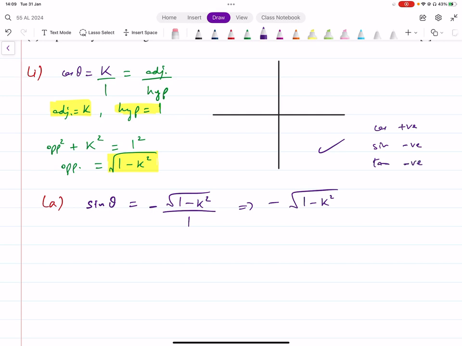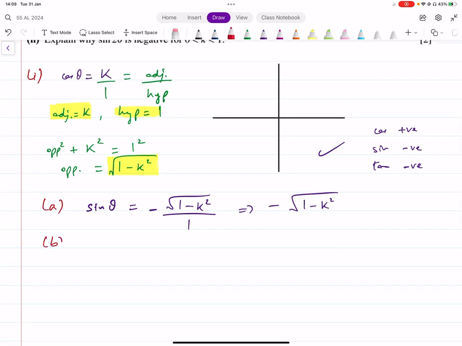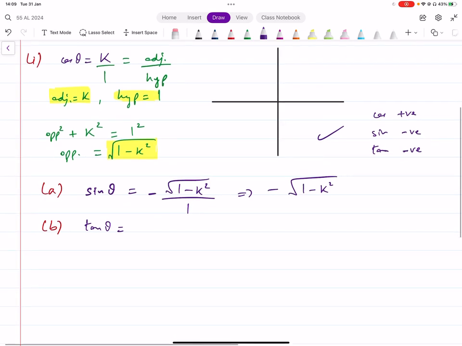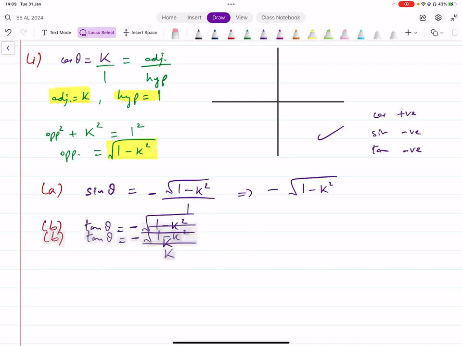ठीक है, साइन की वैल्यू नेगेटिव है इसलिए हमने यहाँ पे माइनस लगा दिया. Now the second part says, part B says, find tan theta. What's tan theta? Opposite over adjacent. What's opposite here? Opposite is square root of 1 minus k square divided by adjacent, which is k. And now since we are in the fourth quadrant, this is supposed to be negative. So this is what your tan theta is.